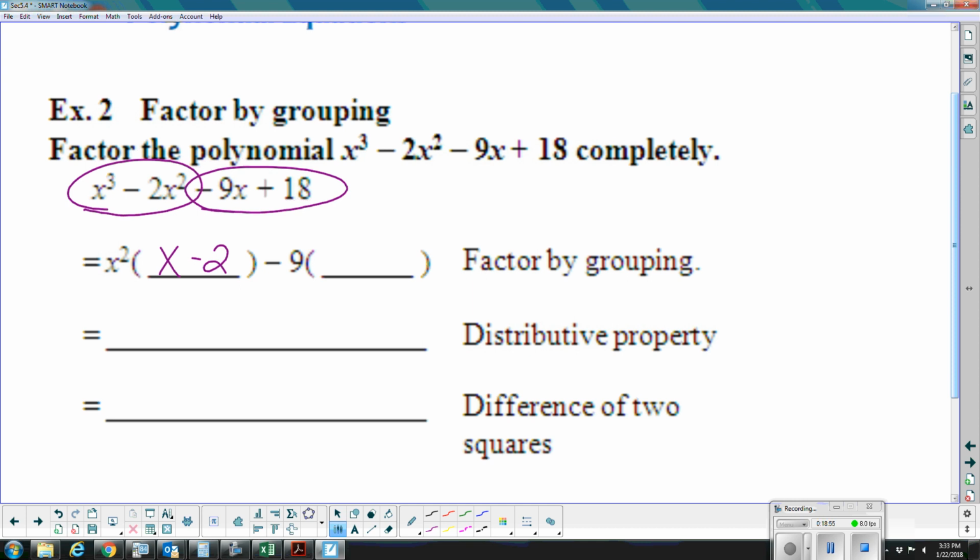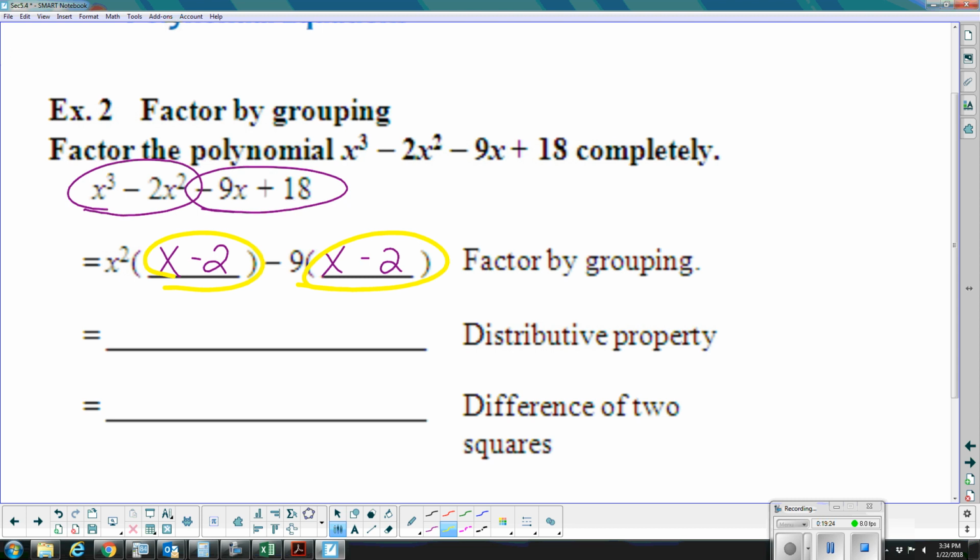And then in the second group, we're going to factor out a negative 9. So negative 9x divided by negative 9 is x. 18 divided by negative 9 is negative 2. So we're going to group terms together that have common monomials. And now, if you notice here, x minus 2 and x minus 2 are now common terms.